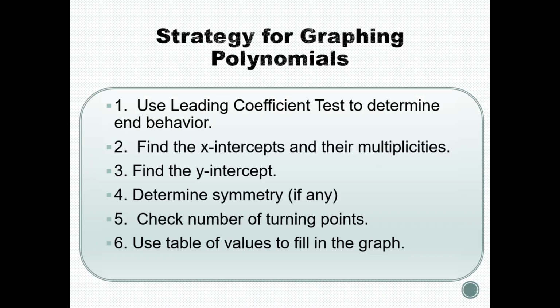Okay, so when we graph our polynomials, the first thing we're going to do is we're going to use that leading coefficient test to determine the end behavior. Then we're going to find our x-intercepts or our roots to find their multiplicities. And then we'll find our y-intercept. And then we can look at symmetry and the number of turning points and just use a table to fill in the detail of the graph. Okay? So next time, we'll do a few more examples of sort of putting this all together, and we'll talk about what the intermediate value theorem tells me.